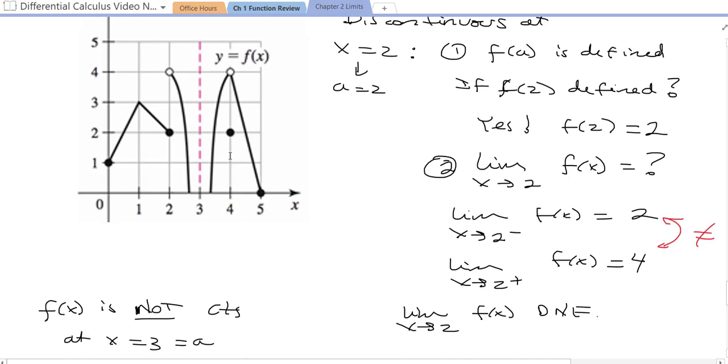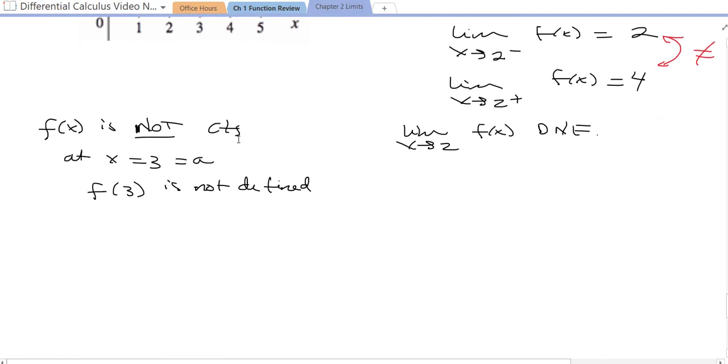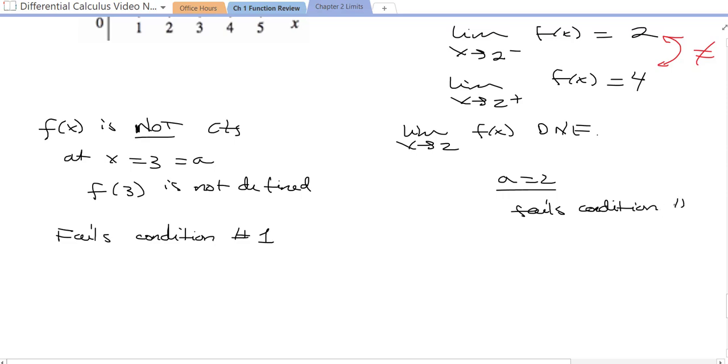And where else? 4. At x equals 4, it appears that we're also not continuous. So which condition does it fail? At x equals 3, it fails condition 1. At x equals 2, or a equals 2, it fails condition number 2.